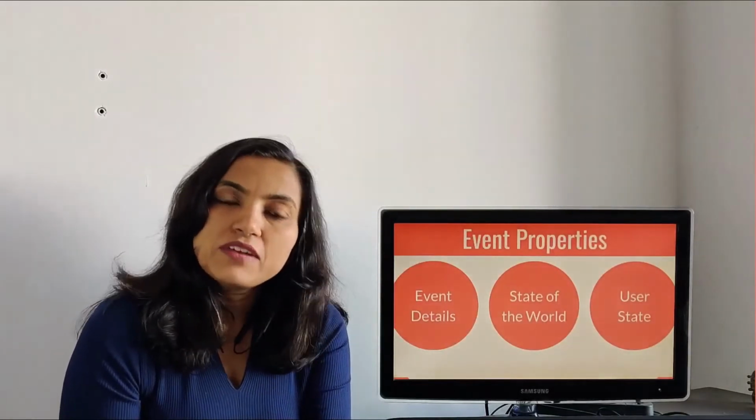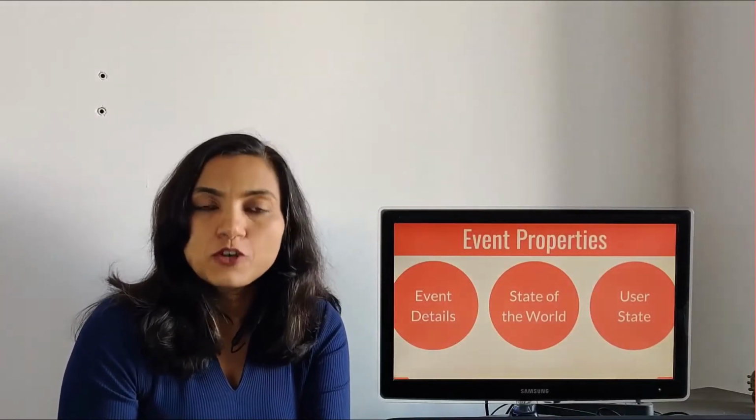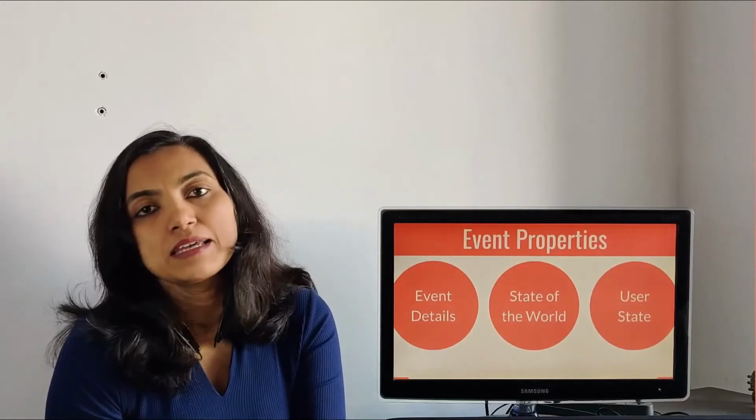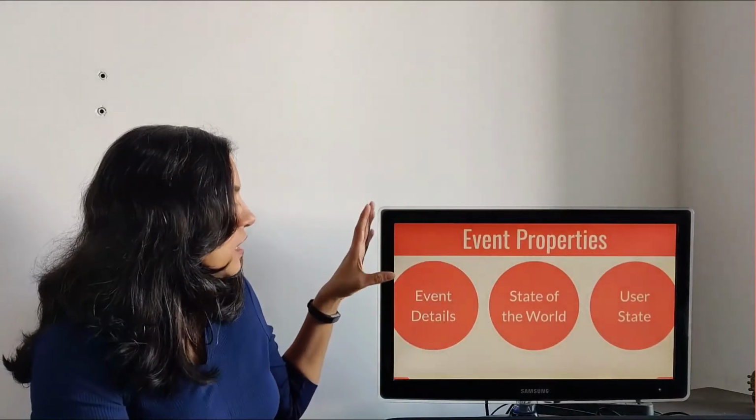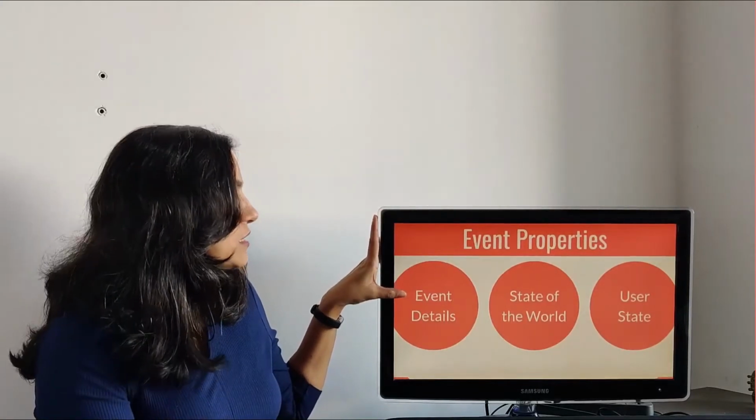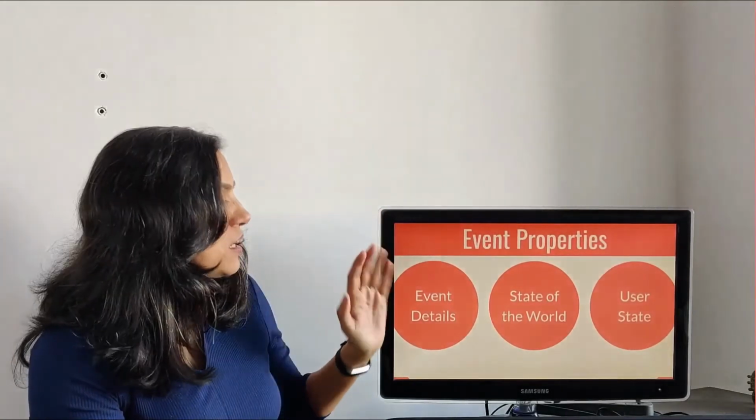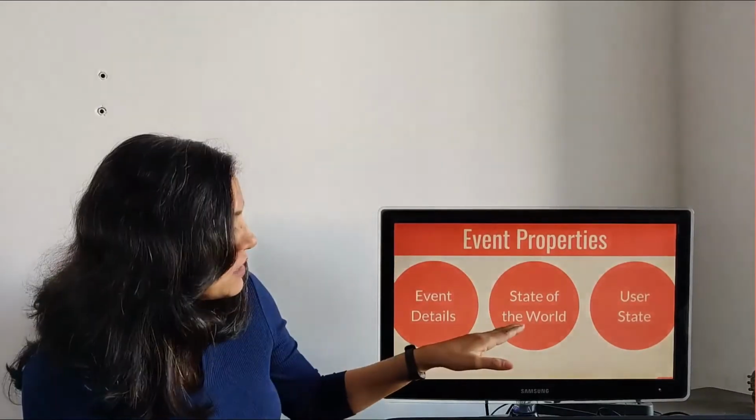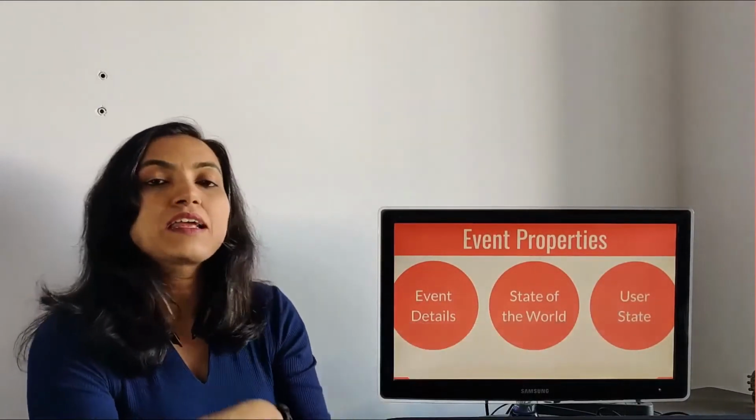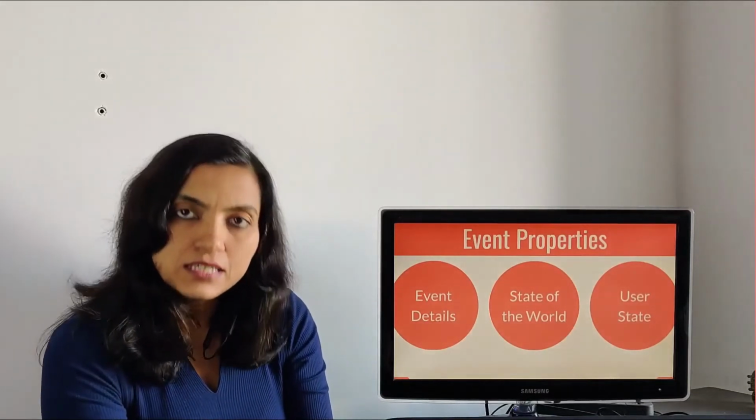Simply put, event properties capture information as it was at the time that the event occurred. And what kind of information can be captured? Information captured could be the details of the events themselves. It could be information about the state of the world or product at the time that the event occurred, or it could be the state of the user at the time that the event occurred.